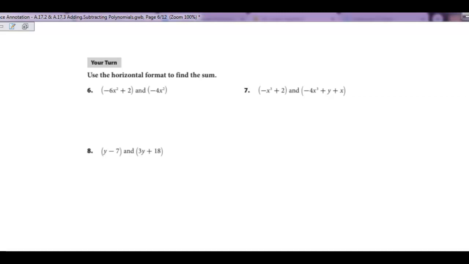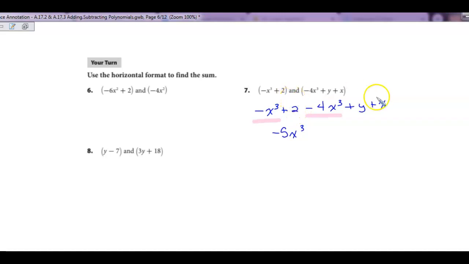Okay. We can use the horizontal to do something very similar. And so I'm just going to rewrite, we'll do number 7. We're going to rewrite it. And I'm just going to take all the parentheses away. Okay. Now I look for my like terms, and I have x cubed and an x cubed. And that looks like that's the only thing I can combine. So I've got a negative 1 plus a negative 4 is negative 5x cubed.